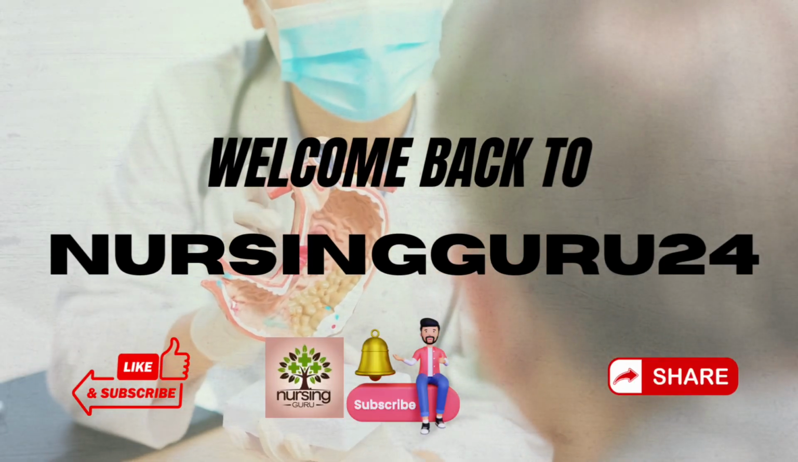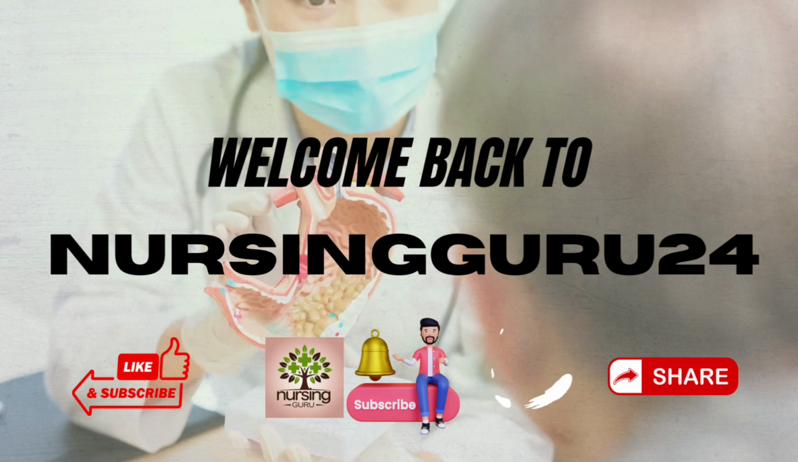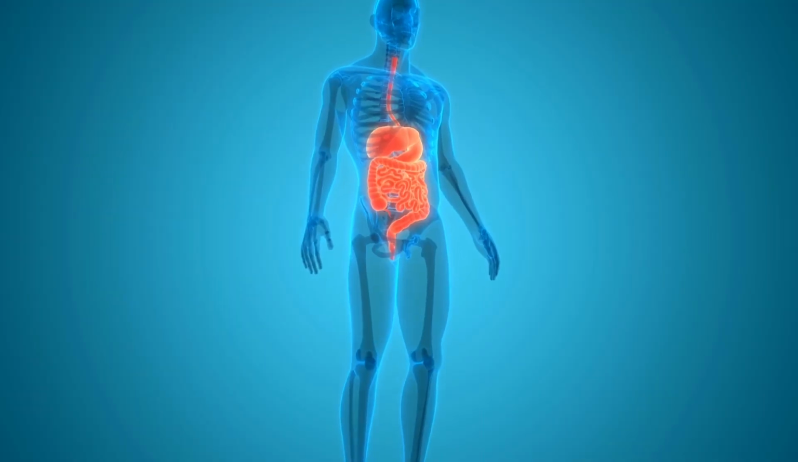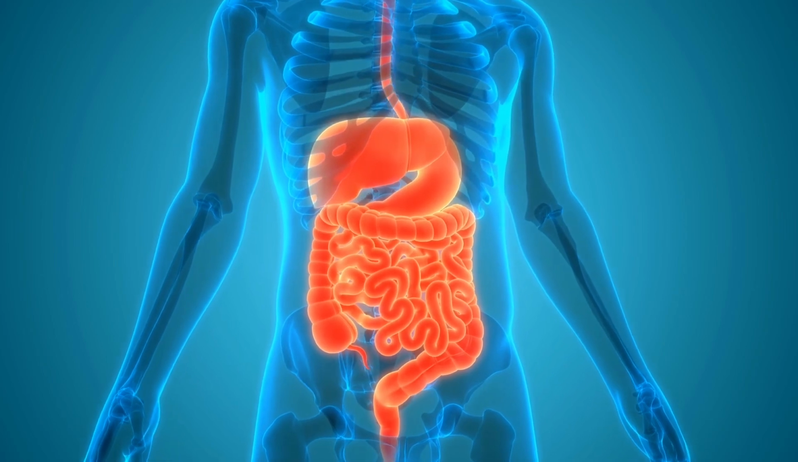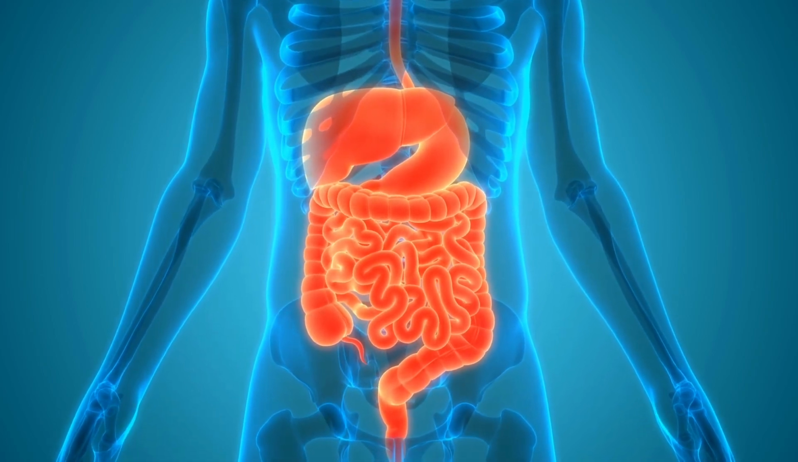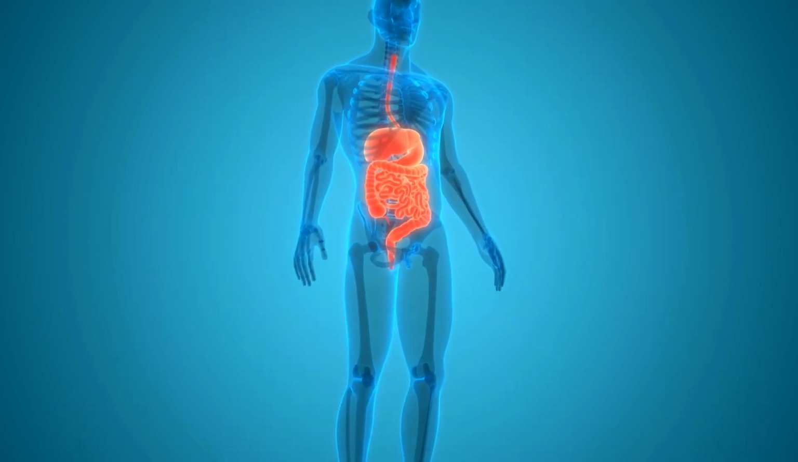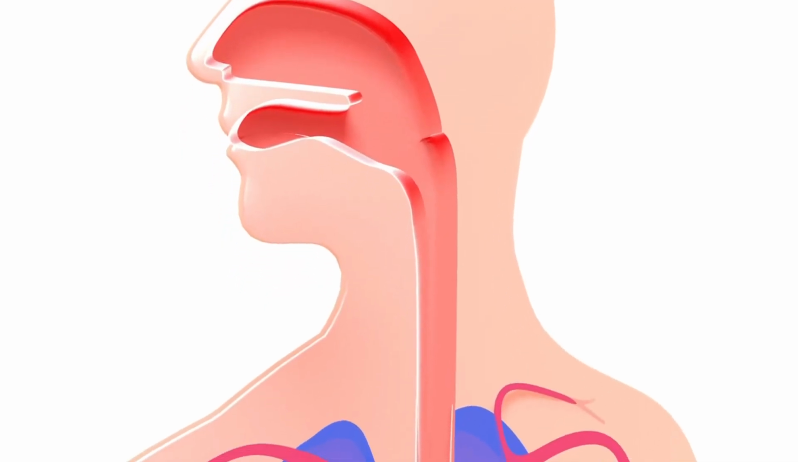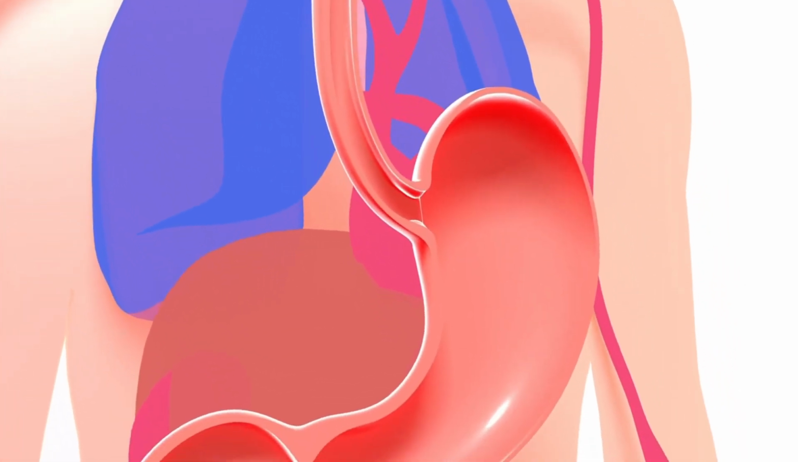Today we are going to break down the human digestive system in just 5 minutes. Let us make it simple, clear and easy to remember. The digestive system is the part of the body that helps us eat, break down food and absorb nutrients. It also helps remove waste from the body. It starts at the mouth and ends at the anus. Let us see each part step by step.